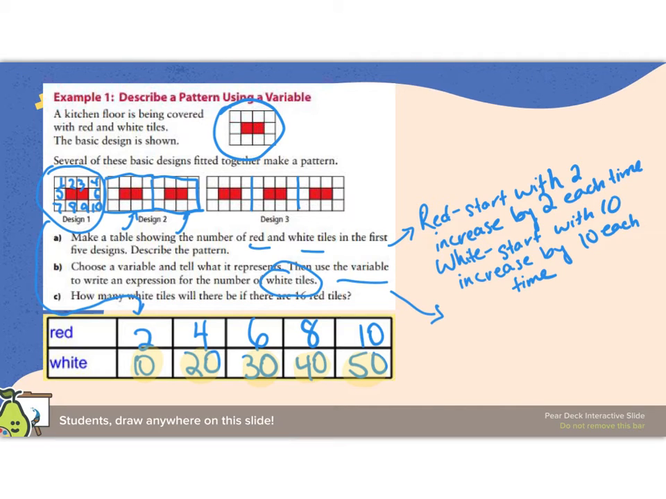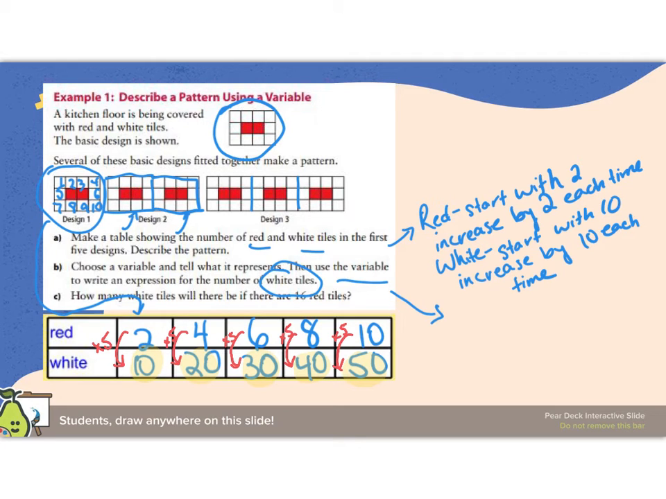So if I take a look, each time 2 goes to 10, 4 turns to 20, 6 turns to 30, 8 turns to 40, and 10 turns to 50. So I can actually see every single time it is times 5. If you can find your pattern, they're always going to take the number of red tiles and multiply it by 5 to get to your white tiles.